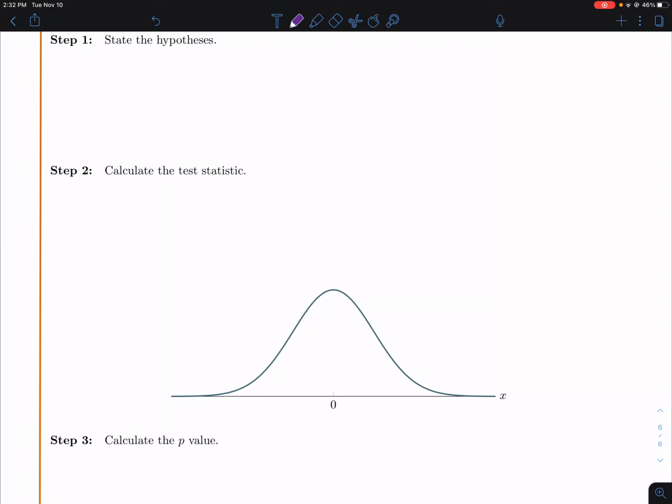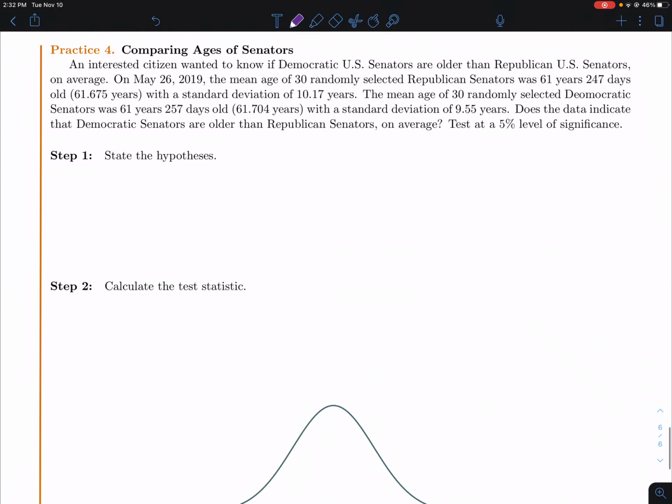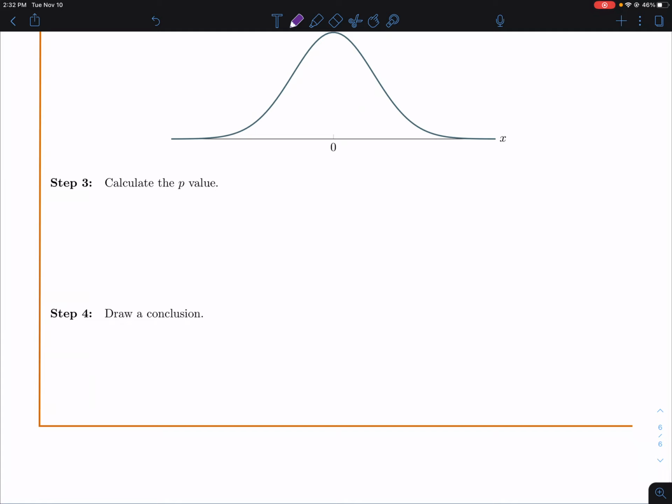Let me know if you have any questions. So practice these four, and when you're done, come on back and we'll talk about a little bit of probability.